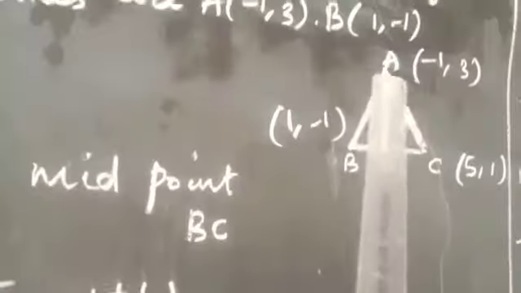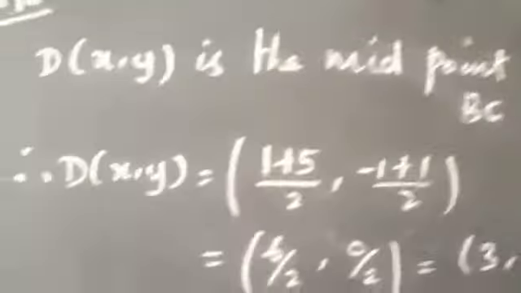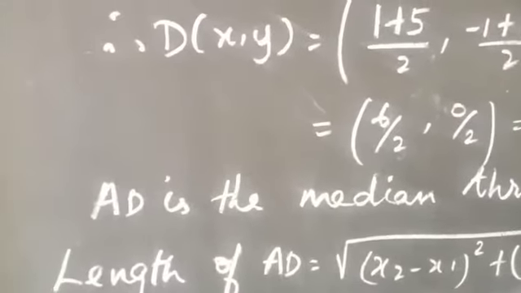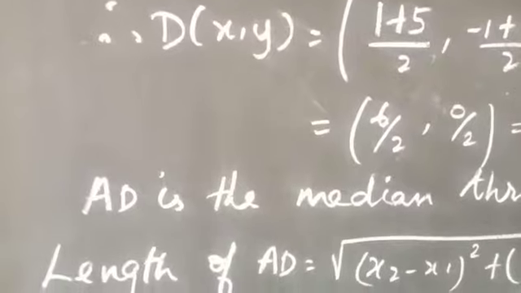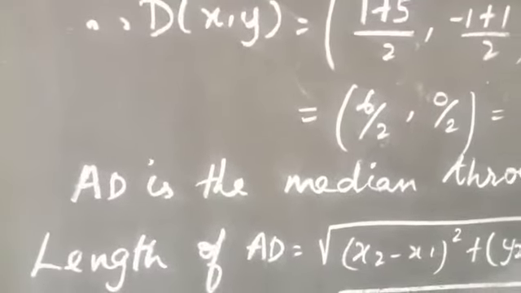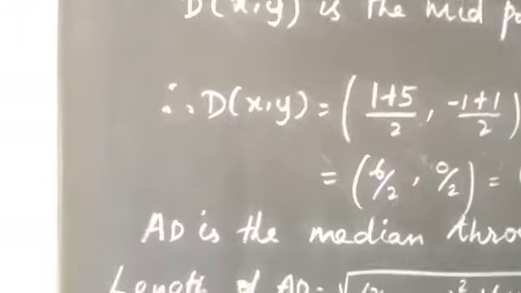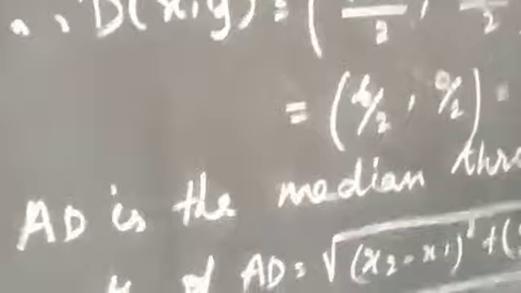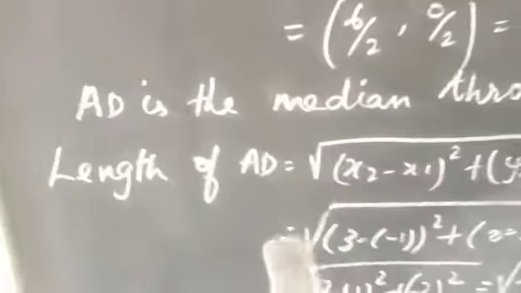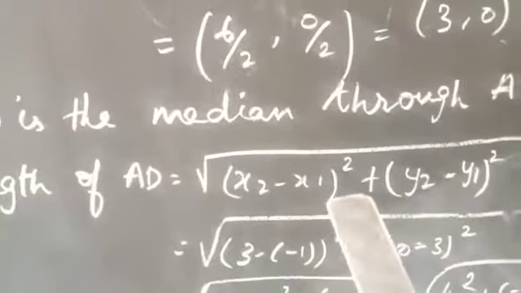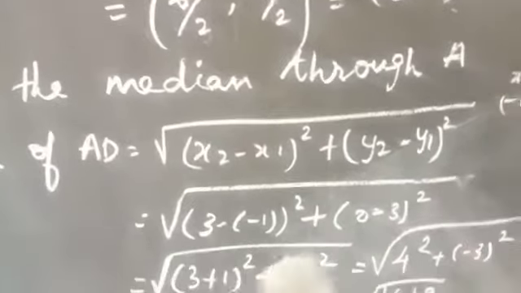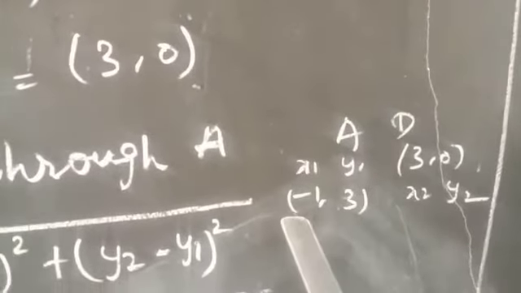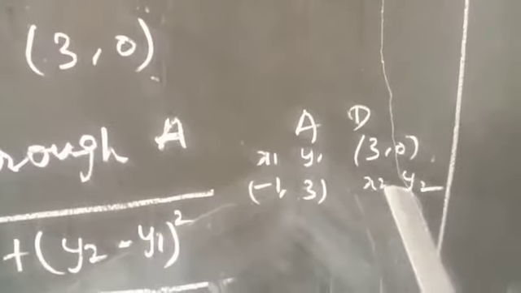Now we find out the length of AD. Here we use the distance formula. What is the distance formula? The distance between 2 points is the root of (x2 minus x1) the whole square plus (y2 minus y1) the whole square. AD is a median through A. So we take A and D: A is (-1, 3) and D is (3, 0).